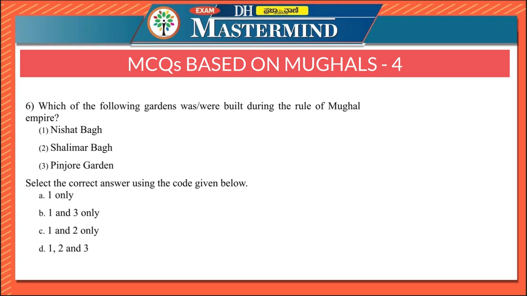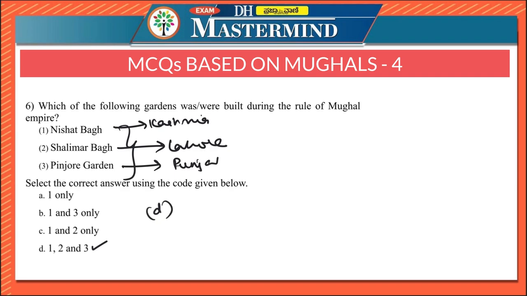Sixth question says, which of the following gardens was or were built during the rule of Mughal Empire? Nishat Bagh, Shalimar Bagh, Pinjore Garden. Here, the right option is option D, 1, 2 and 3, as all three were built during the Mughal reign. The Mughals were fond of laying gardens with running water. Some examples of the Mughal gardens are Nishat Bagh in Kashmir, Shalimar Bagh at Lahore, and Pinjore Garden in Punjab. This is located in Punjab and they have survived even today.